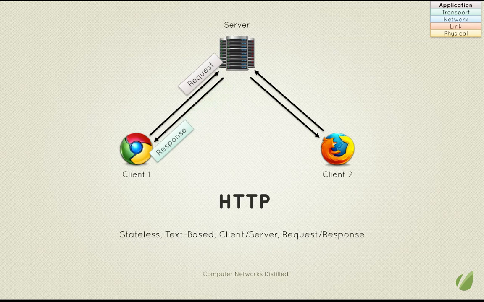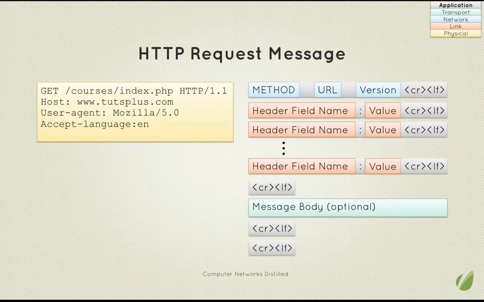Each transaction, that is a request-response pair, is completely independent of the next. Client 2 may follow a similar pattern where it sends requests to the server and it gets responses back. And these responses are typically web pages or images, other types of files that are used on the web. So we've seen that HTTP is a stateless text-based protocol that operates in a client-server request-response kind of paradigm. What does an HTTP request message look like?